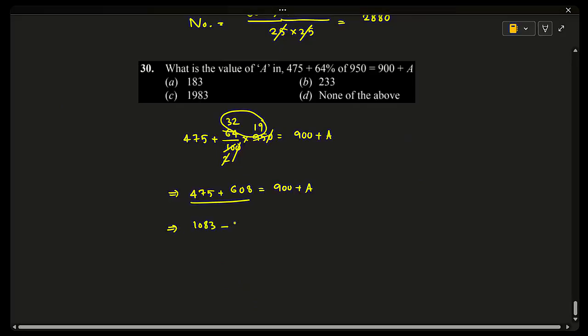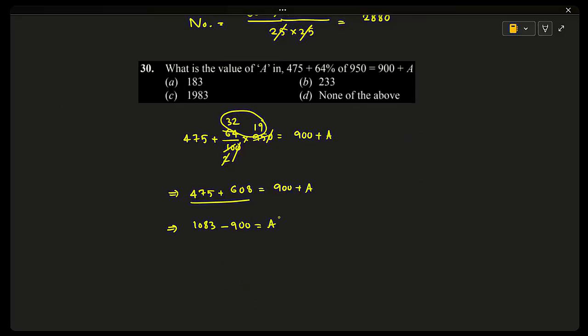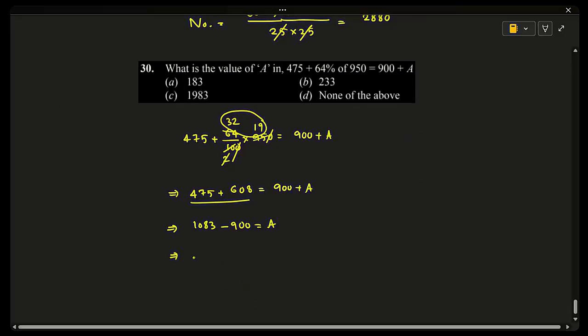Transpose 900 to the left, minus 900 is equal to A. So the difference is 183. So the value of A we got is 183.